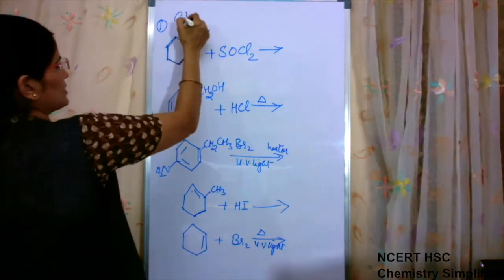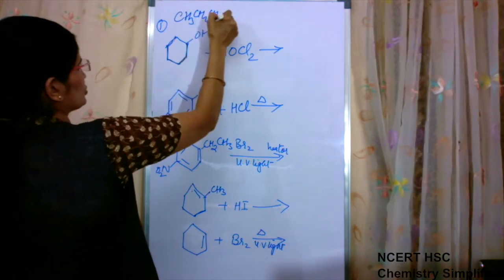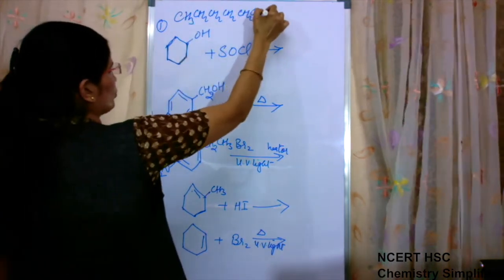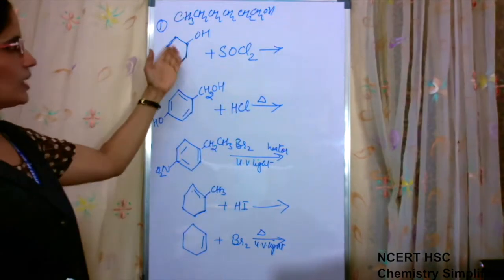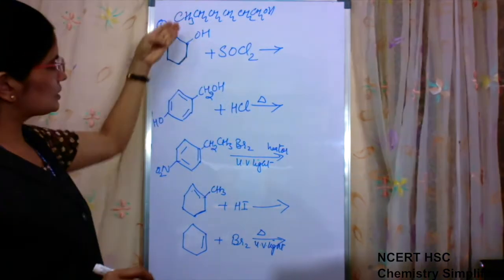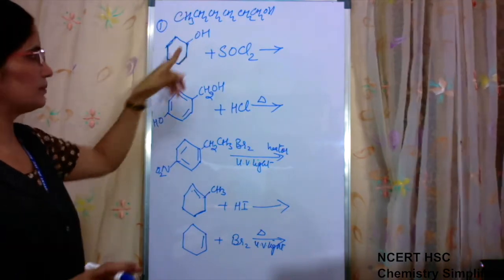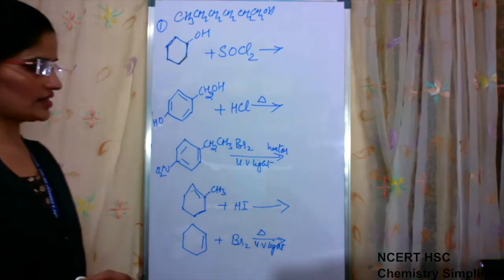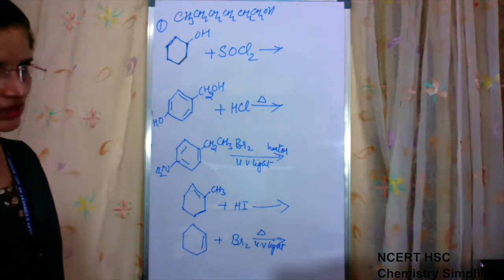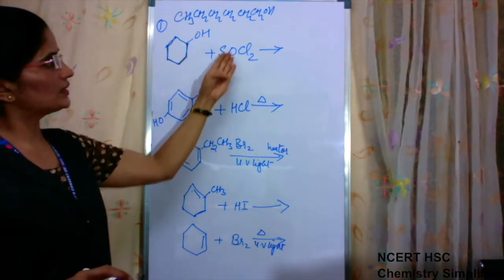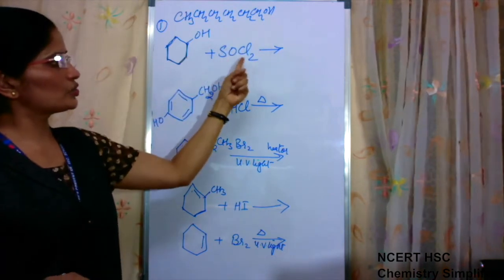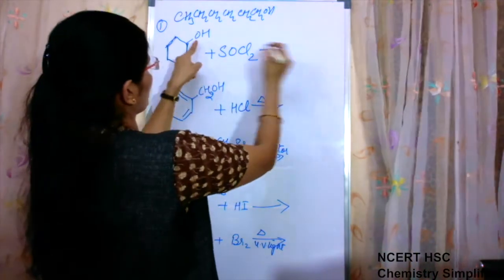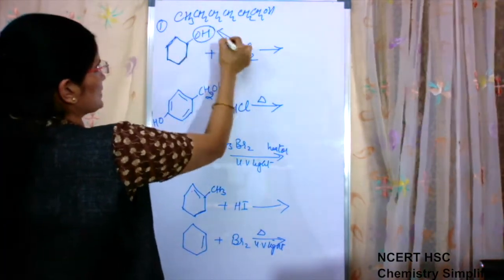If it were open chain, it would be CH3, CH2, CH2, CH2, CH2, 1, 2, 3, 4, 5, CH2OH. This is 6 carbon, this is 6 carbon open chain. So these two reactions are of the same type. So if OH is attached in such a reaction with SOCl2, what will be the product? We remember that if OH is there, SOCl2 will provide chlorine. So the product will be OH substituted by Cl.